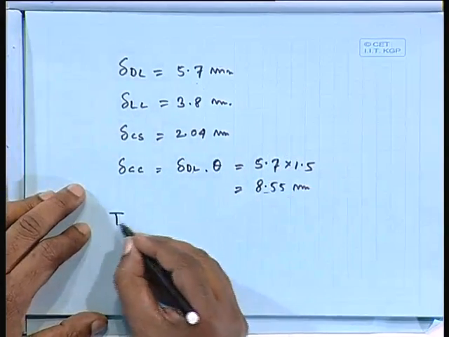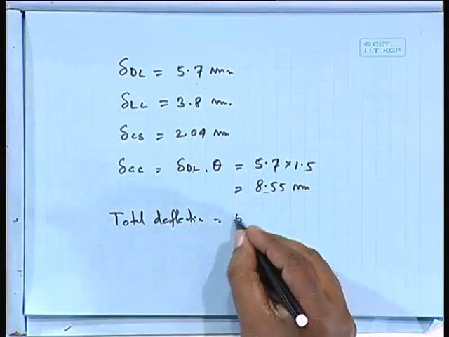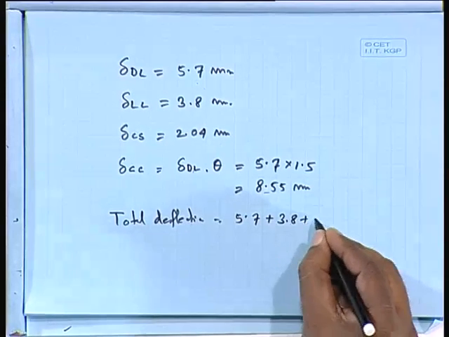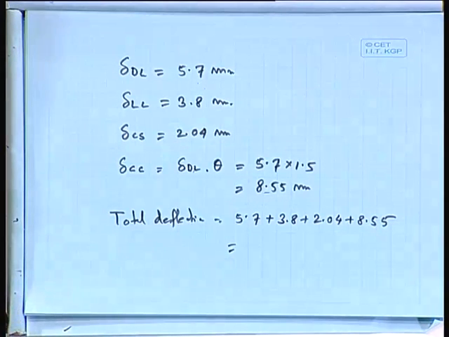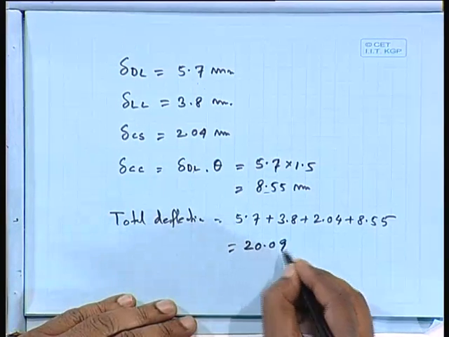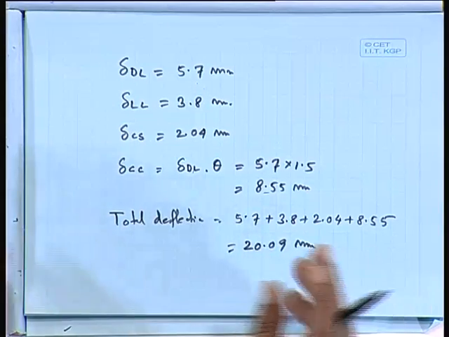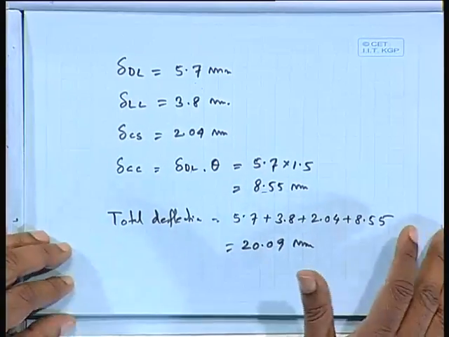So, total deflection: 5.7 plus 3.8 plus 2.04 plus 8.55, which comes as 20.09 millimeter, almost equal to 20, and 20 millimeter is the maximum deflection that we can allow. So, it is coming almost to this. Okay. So, this is the whole calculation regarding the deflection, the procedure that I have given, according to IS 456. So, thank you.